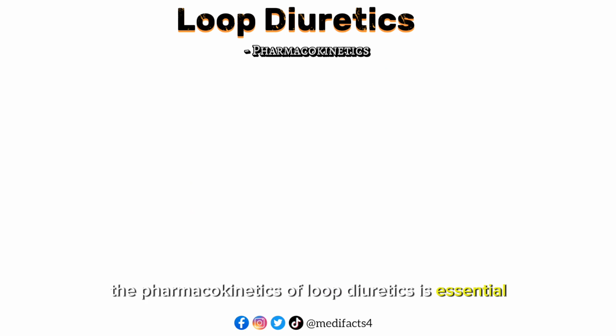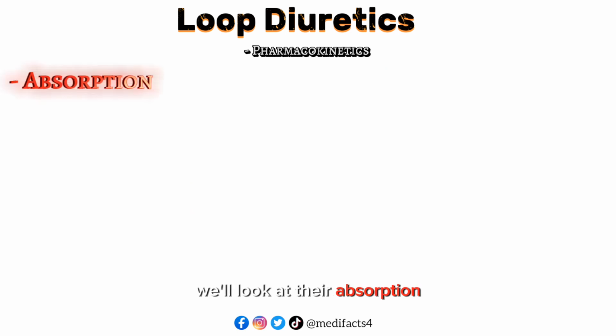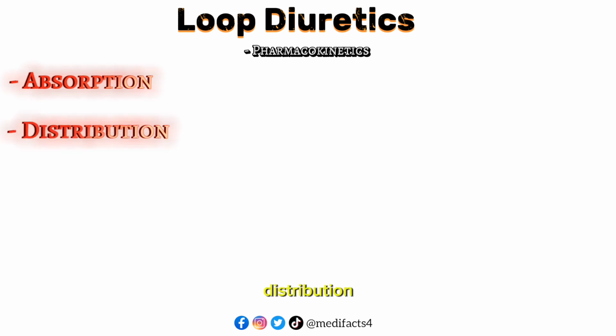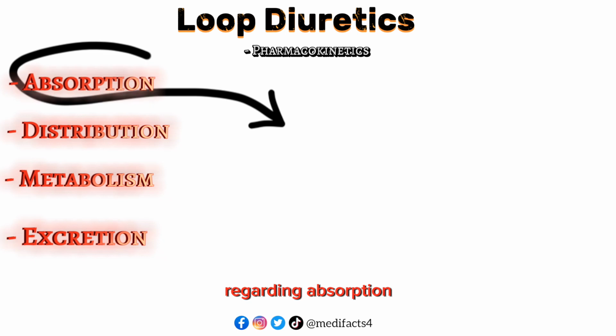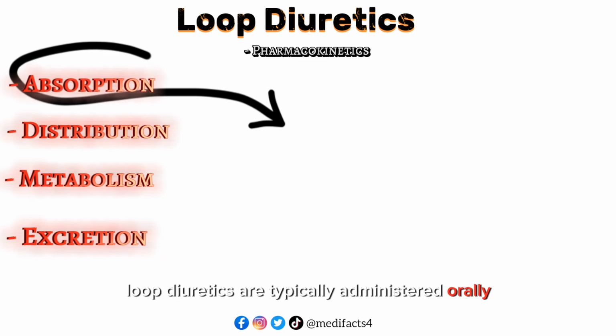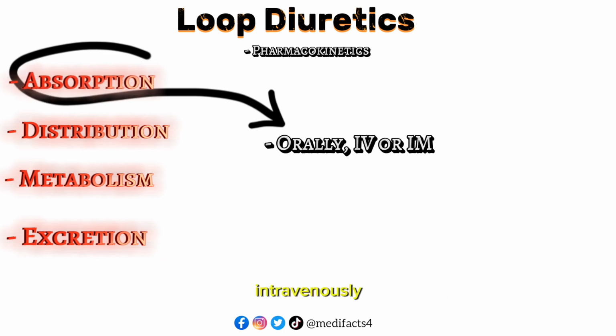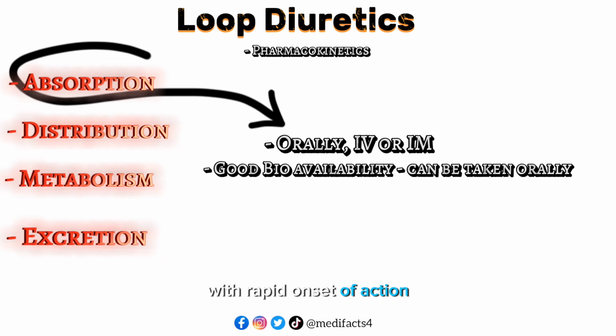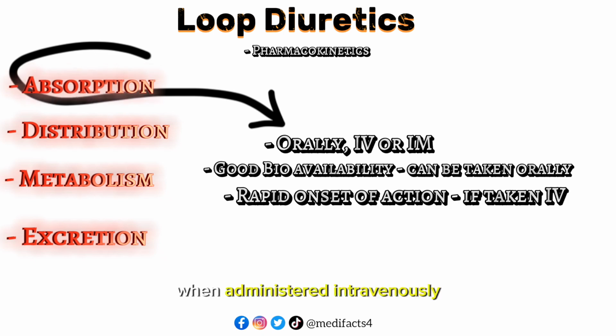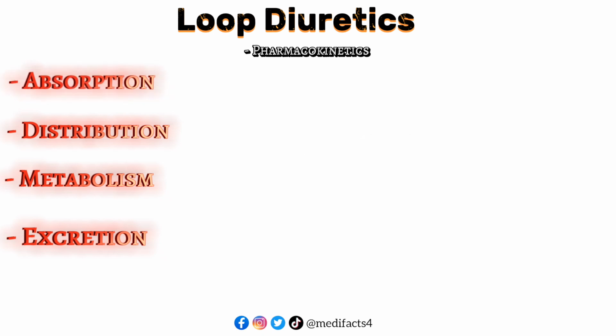Understanding the pharmacokinetics of loop diuretics is essential for their proper use. We look at their absorption, distribution, metabolism, and excretion. Regarding absorption, loop diuretics are typically administered orally, intravenously, or intramuscularly. They have good oral bioavailability with rapid onset of action when administered intravenously.